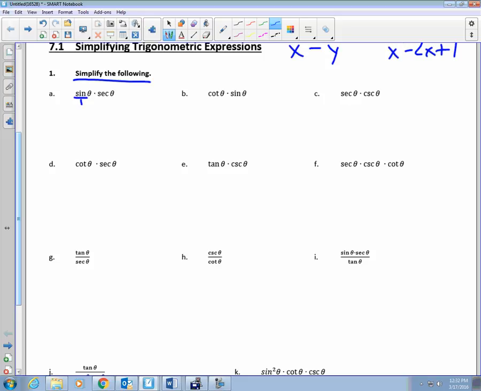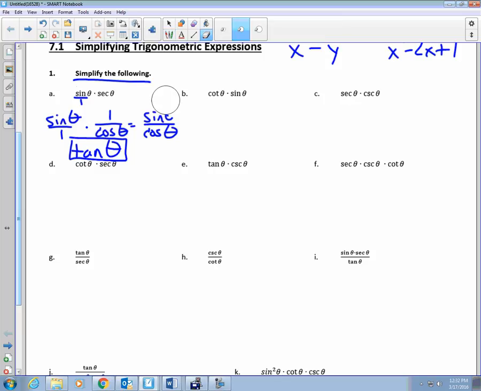This is already in terms of sine, so I'm not going to change that. I'll write it as sine of theta over 1 times secant, which is not in terms of sine or cosine, so I'll rewrite it as 1 over cosine. And I get sine of theta over cosine. Hey, look at that. What is sine over cosine? Tangent. So this simplifies to tangent of theta. So sine times secant is tangent of theta. It's pretty straightforward, huh? So that's a nice example.